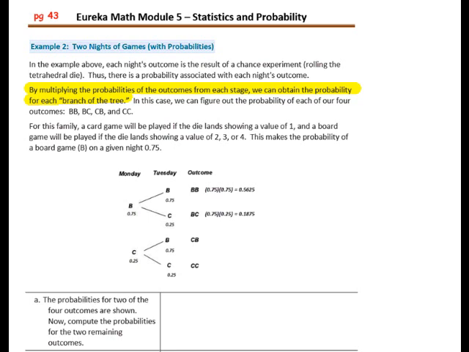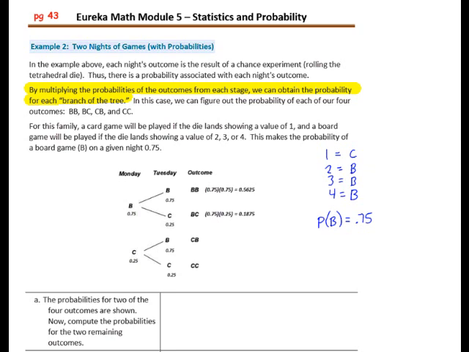For this family, a card game will be played if the die lands showing a value of 1. So a value of 1 will be playing cards. And a board game will be played if the die lands showing a value of 2 or 3 or 4. And then the family would be playing a board game. This makes the probability of a board game on a given night 0.75.